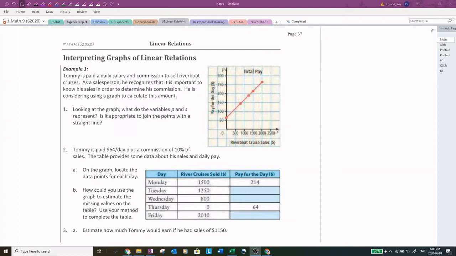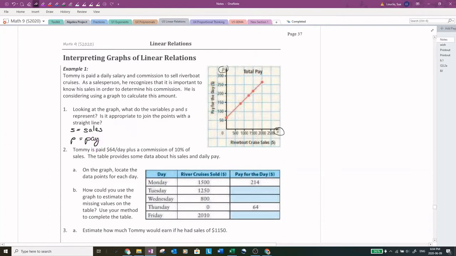Looking at the graph, what do the variables P and S represent? A good place to look for the variables is along the axes. So this one is S along here, and it represents whatever it says here. So that is the sales. And P, that's going to be up here on the y-axis, the dependent axis, sorry, and that is his pay.